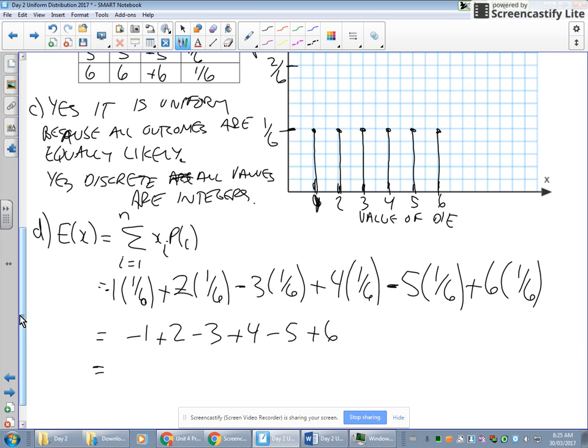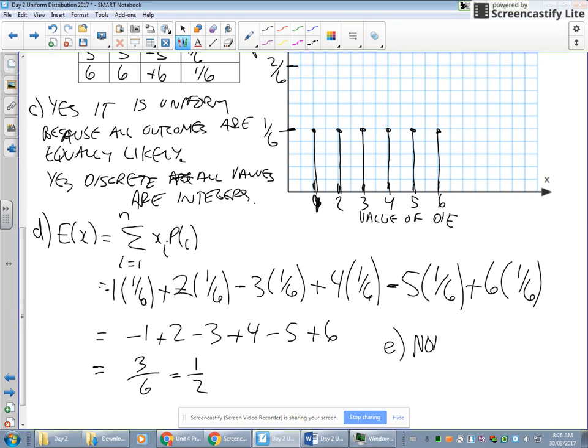It's -4, -9, -4, -9. Gives me a value of 3, I think. 3 out of a total of 6, or 1/2. And so finally, the last thing we're being asked for is, is this fair?